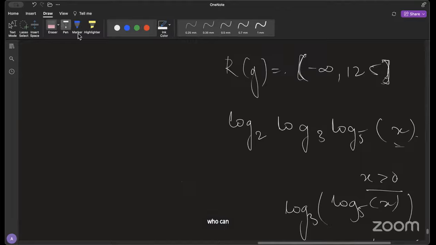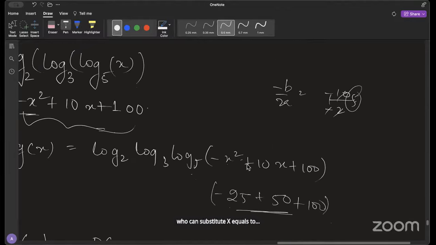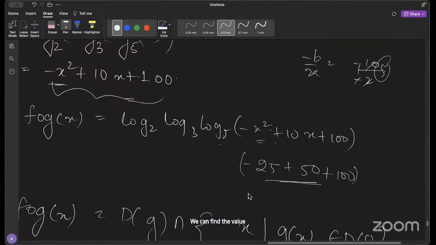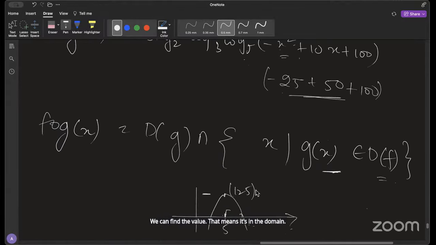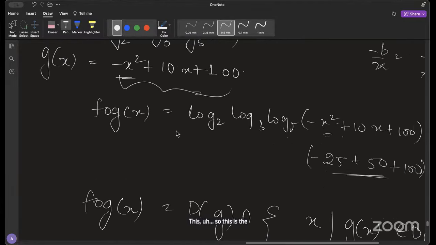But it works fine here. If you substitute x equals 5 here, we don't get any problem, right? We can find the value. That means it's in the domain. Yeah, so this is the domain.